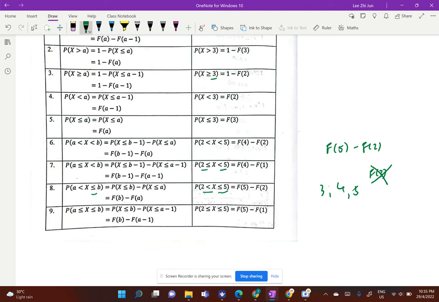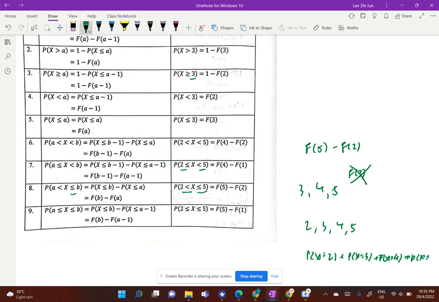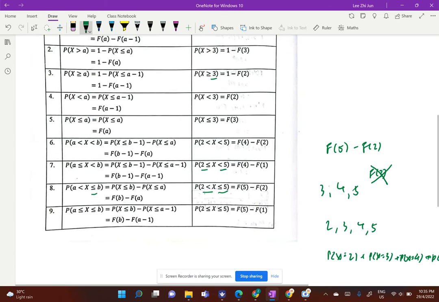And last, if a is included and b is included, like this 2 is included and 5 is included, the probability you need to consider is the outcomes 2, 3, 4, and 5. So just F(5) minus F(1). Do not minus away this F(2), because 2 is included in this probability.